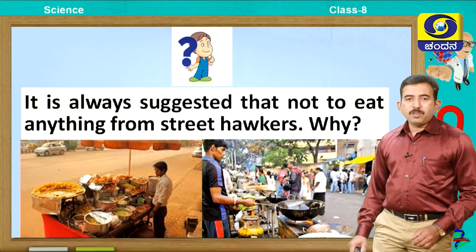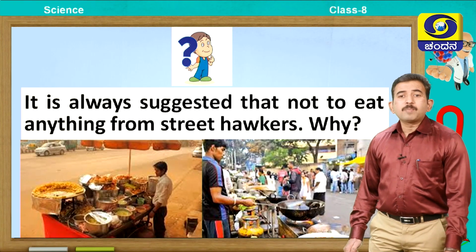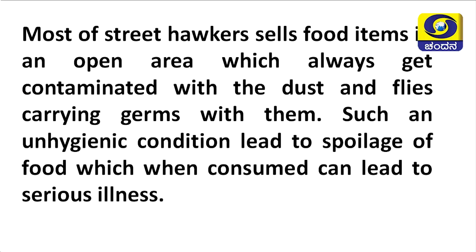Students, one question for you. It is always suggested that we should not eat anything from street hawkers. What is the reason? Yes, you are correct. The reason is that most street hawkers sell food items in an open area, which always gets contaminated with dust and flies carrying germs. Such unhygienic conditions lead to spoilage of food, which when consumed can lead to serious illness. This is the main reason why we should not eat food from the roadside.